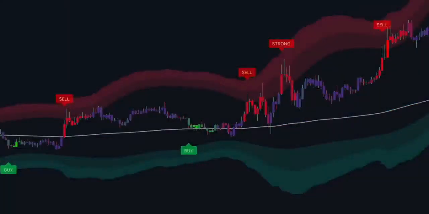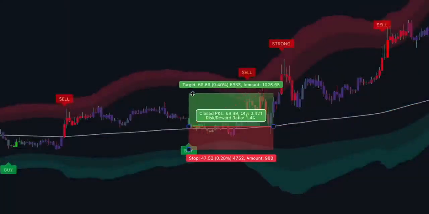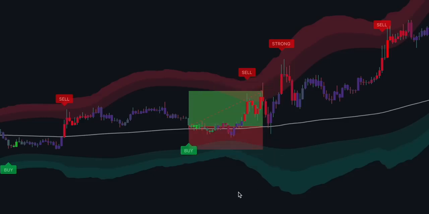Okay, here's another example of a buy trade. Watch how the price respected the EMA. We see that all the conditions were met. The opposite is true for short trades.